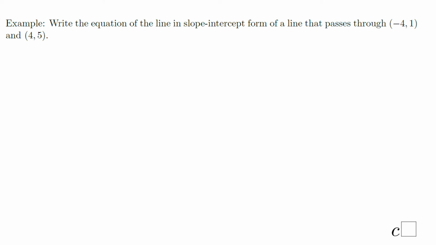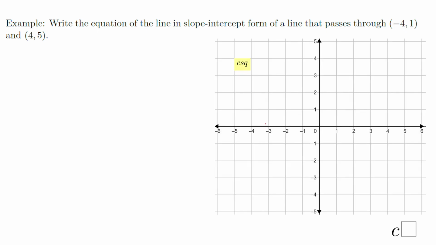My next example, very similar: write the equation of the line in the slope-intercept form of a line that passes through negative 4 and 1, and 4 and 5. Negative 4 and 1 and 4 and 5. Up here, this is the line.